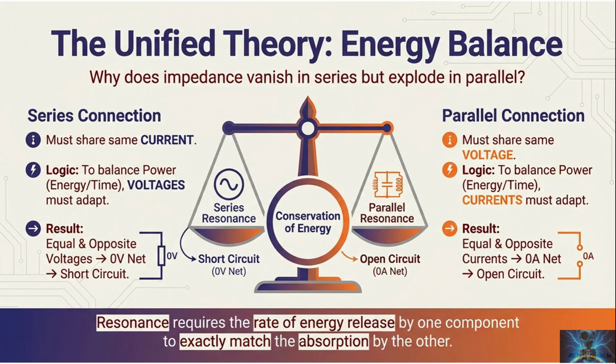Here is the deeper explanation of why the behaviors flip. In a series connection, both components must share the same current. In a parallel connection, both components must share the same voltage. To balance power flow, the circuit adjusts what it can. Voltage in series, current in parallel. Same physics, different constraints, so the outside world sees opposite results.